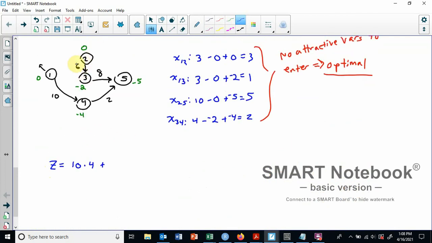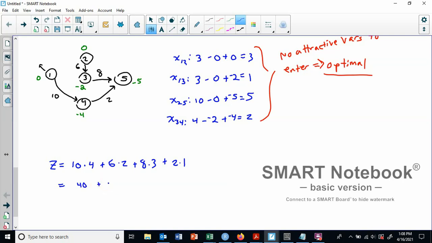So we have 2 to 3 has a flow of 6. The cost of 2 to 3 was 2. Let's see, 3 to 5 has a flow of 8. The cost of 3 to 5 was 3. I got one more. 4 to 5 has a flow of 2. The cost was 1. There, I believe I got everything. And you just need to figure that out.